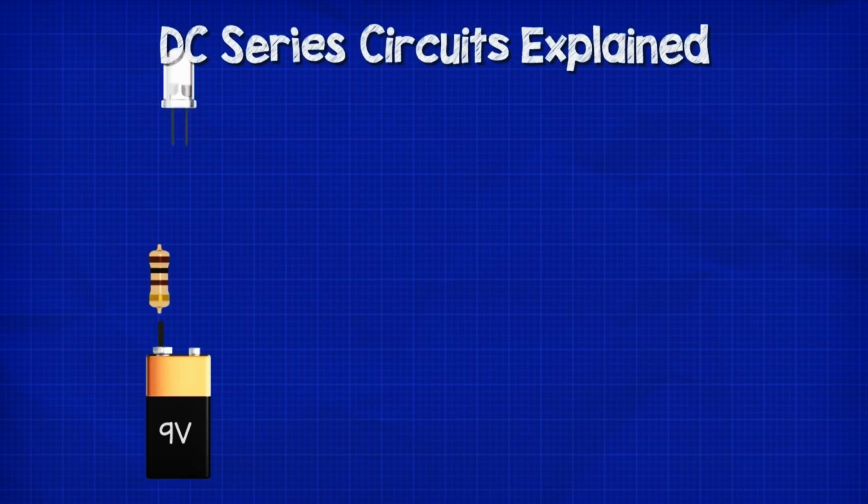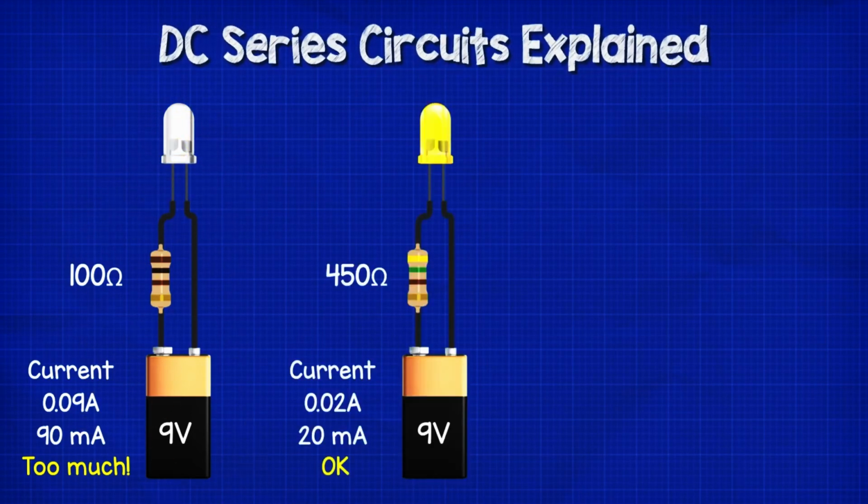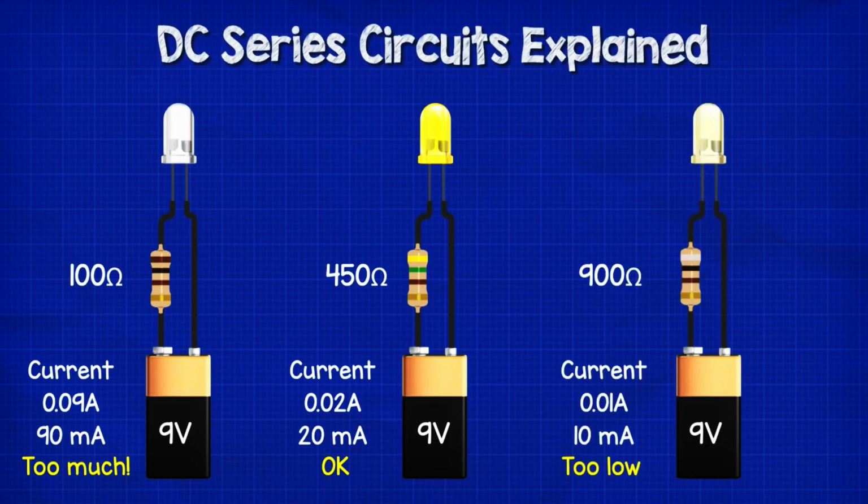We can also use resistors to protect components in the circuit. If I use a 100 ohm resistor with a 9 volt battery, the current will be around 0.09 amps or 90 milliamps, and that will be too much and it will blow the LED. If I use a 450 ohm resistor, the current will be around 0.02 amps or 20 milliamps. So the LED should be okay. If I use a 900 ohm resistor, the current will be 0.01 amp or 10 milliamps, and the LED will be very dim then.